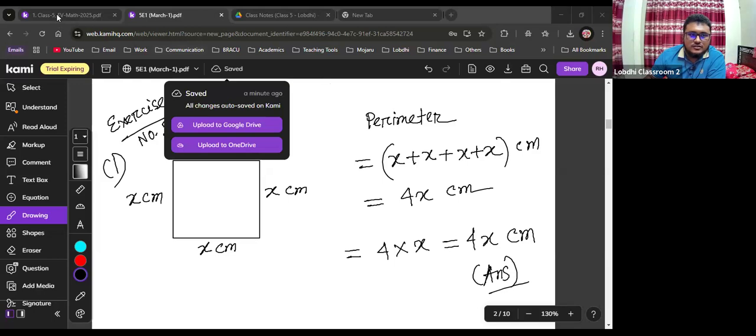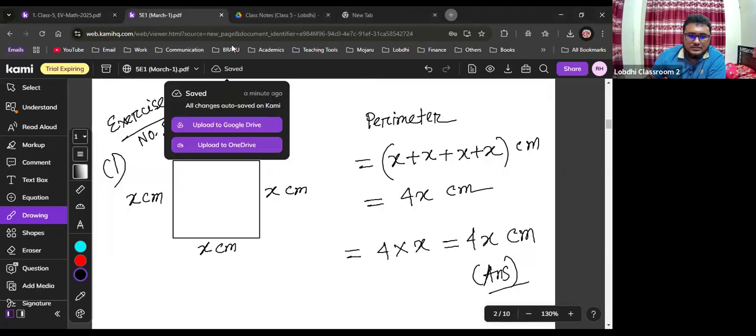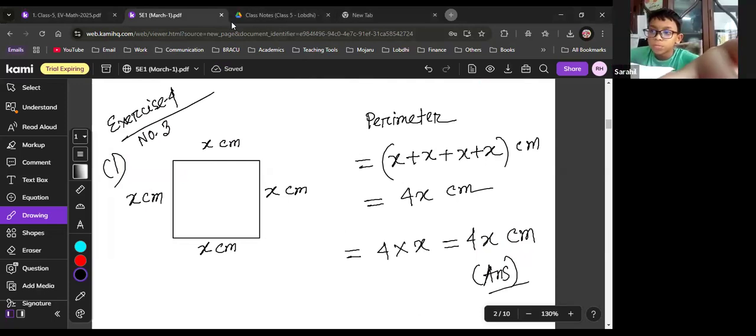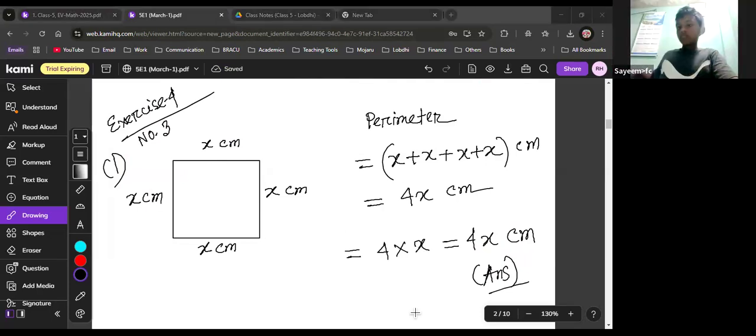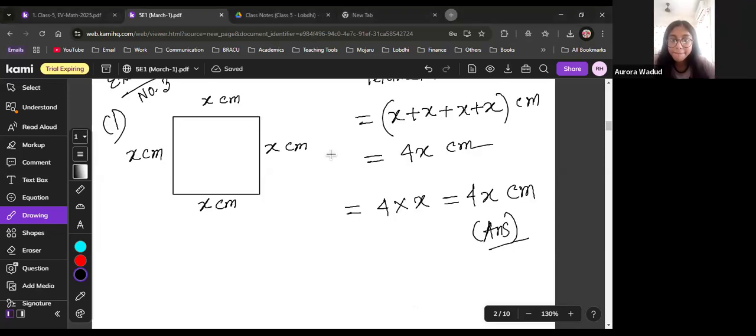Okay, so up to this, everyone clear about finding the perimeter of a square? Yes, sir. Aurora, clear? Sam, Aurora, clear? Sam, can you just unmute, please? Yes, I am clear. Okay, Aurora. Yes. Okay.